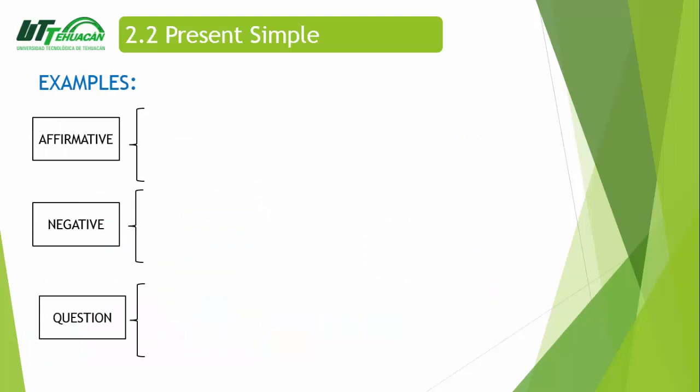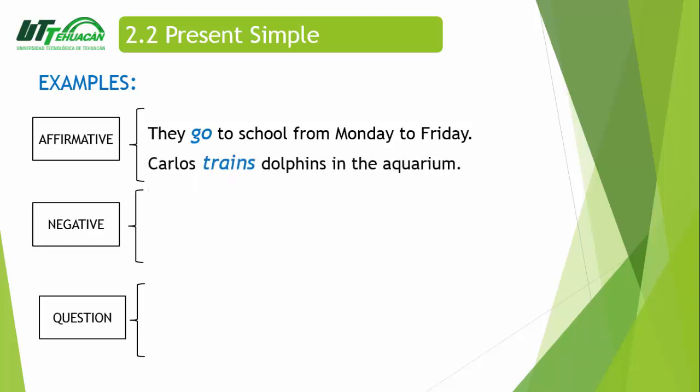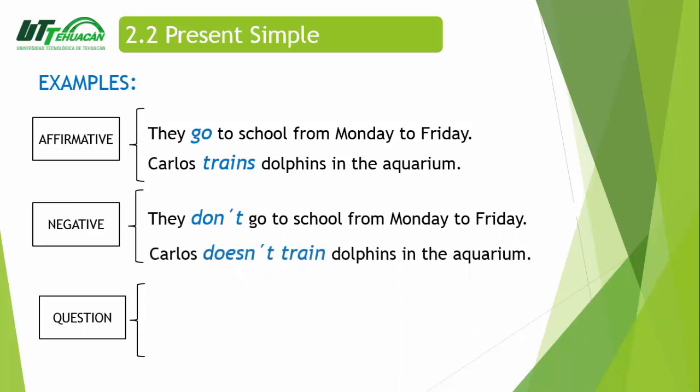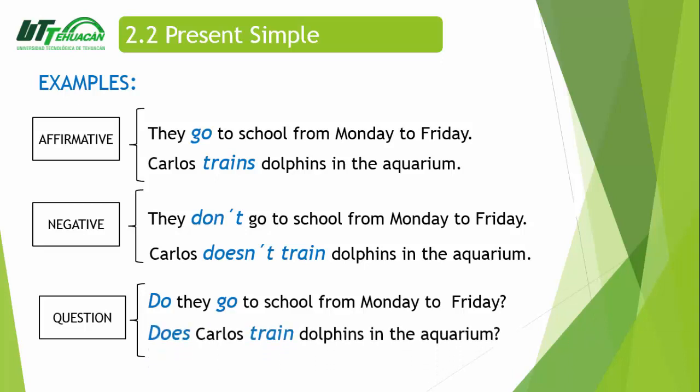Examples of sentences in present simple. Affirmative sentences. They go to school from Monday to Friday. Carlos trains dolphins in the aquarium. Negative. They don't go to school from Monday to Friday. Carlos doesn't train dolphins in the aquarium. Questions. Do they go to school from Monday to Friday? Does Carlos train dolphins in the aquarium?